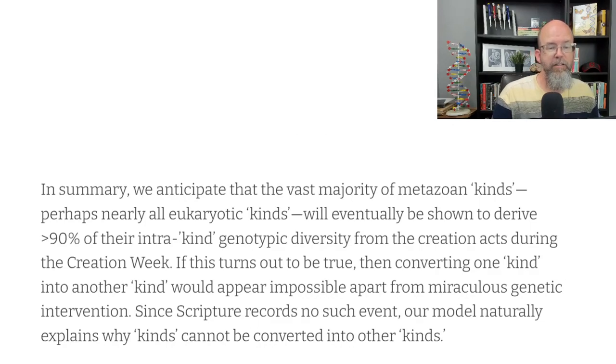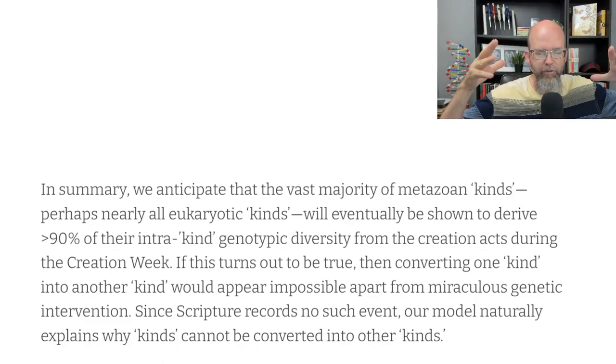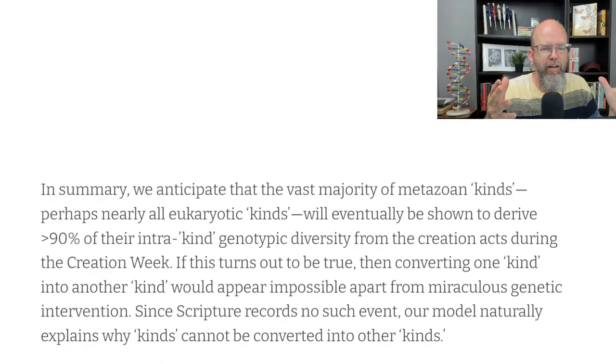In summary, we anticipate that the vast majority of metazoan created types of organisms, perhaps nearly all eukaryotic kinds, will eventually be shown to derive 90% of their intra-kind genetic diversity. I knew this 90% was somewhere. So even if you consider all the canines, all 35 living species today, there's a lot of genetic diversity within wolves. But if you add the genetic diversity of wolves to African wild dogs, red foxes, coyotes, and all those, and you put that all together, every single variant there, Jeanson is claiming that 90% of all that variation had to be crammed down into two individuals on the ark, two canines on the ark.